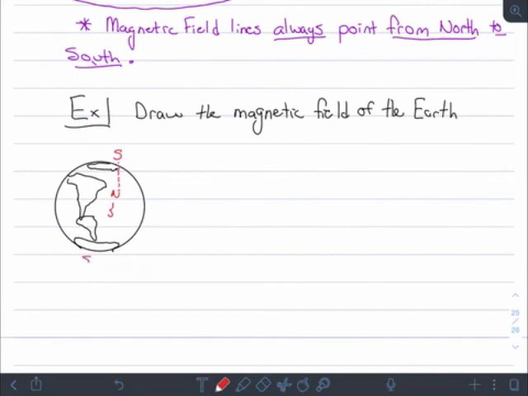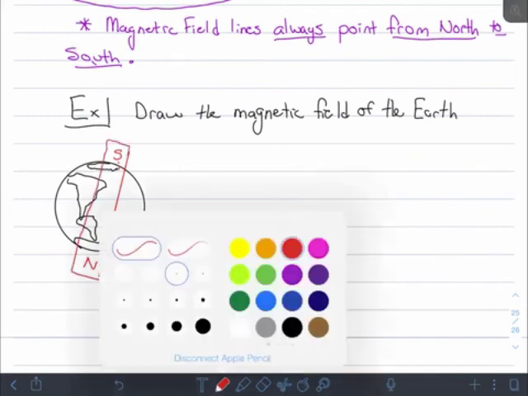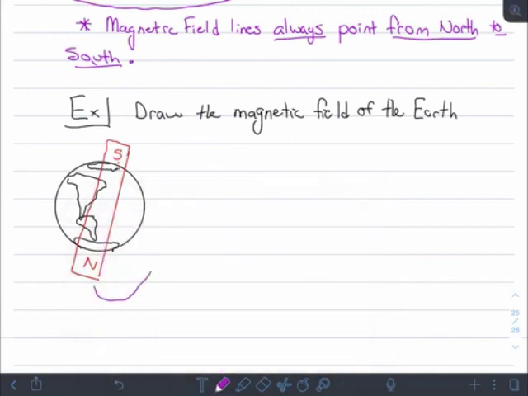So the north pole of Earth geographically is actually a south magnetic pole. That is dumb. The magnet that is the Earth looks something like this. And so the field lines actually wrap in the opposite direction. They come from the South Pole and wrap around to our geographic North Pole.